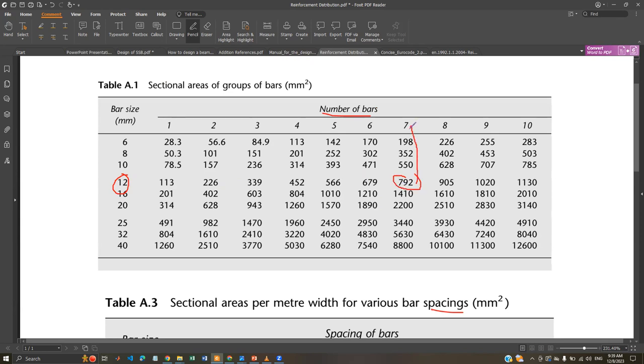7 numbers of bar. When you consider the practical aspects, it is not always appropriate to do that. If you provide 7 numbers of bar, there will not be any space, which means the concrete cannot go into it. That is one of the reasons I ignore the 12 millimeter bar and check with the 16 millimeter bar.